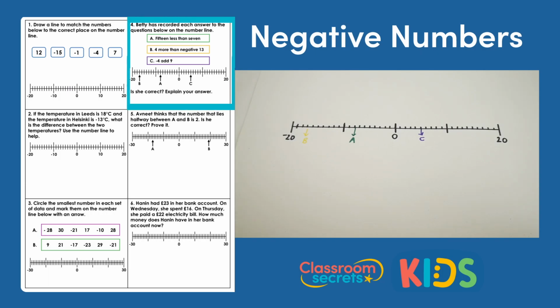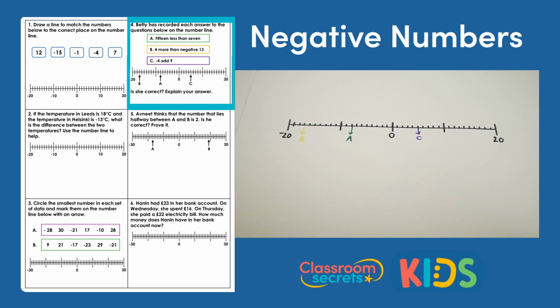Question 4 says, Betty has recorded each answer to the questions below on the number line. Is she correct? Explain your answer. So Betty's got 3 questions that she has solved and plotted the answers to on the number line. A, 15 less than 7, B, 4 more than negative 13, and C, negative 4 add 9.